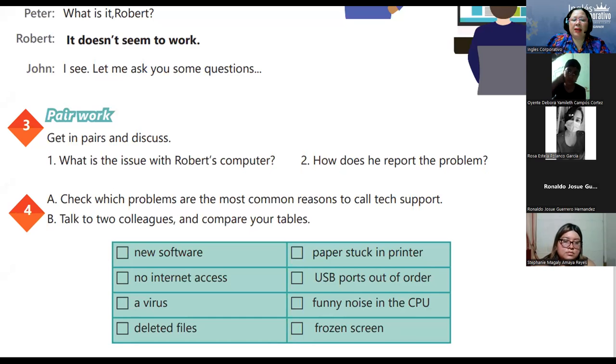Okay, then we said no internet access, right? A virus? No, right. Deleted files? No. Yes. Okay. Paper stock and printer? Yes. Okay. USB ports out of order? Yes. Okay. Are you allowed to use USBs? It's prohibited? Okay. Funny noise in the CPU, like ding.